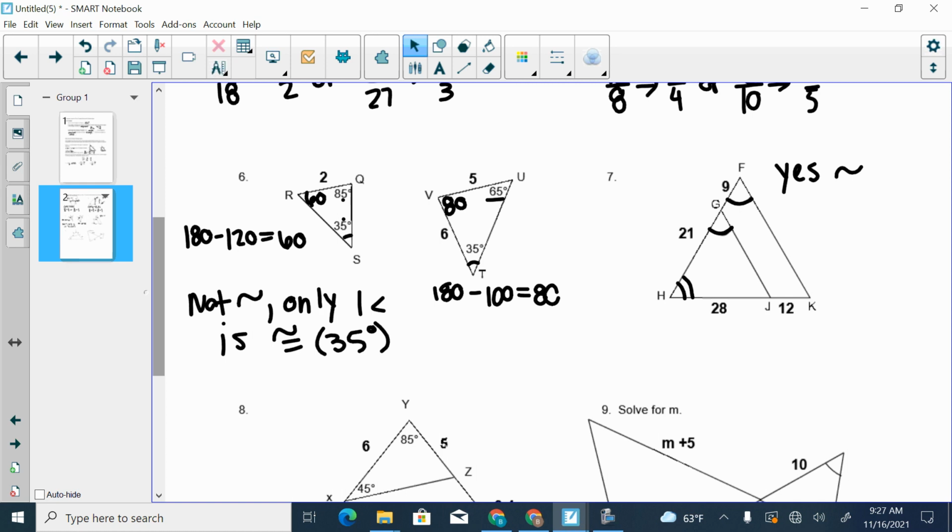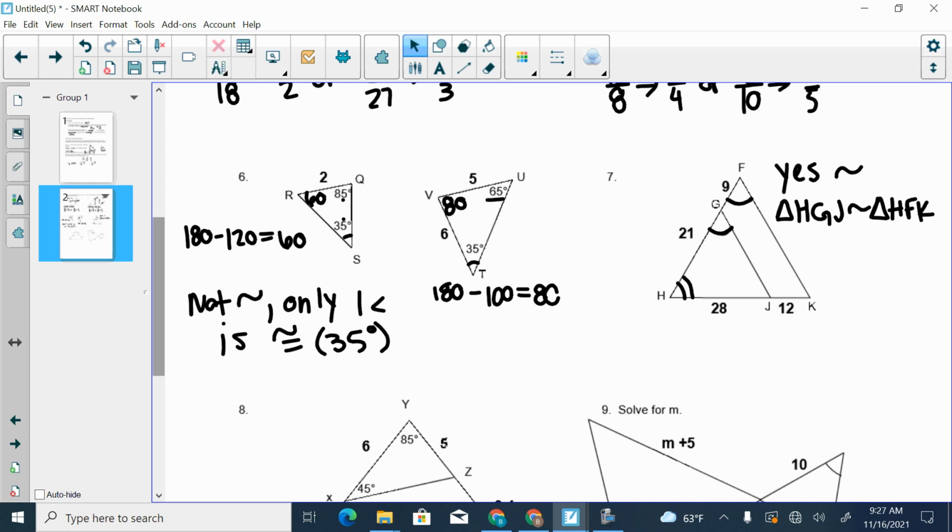So we can go ahead and make the statement about which letters correspond in our similarity statement. So triangle HGJ is similar to triangle HFK. So I just set up corresponding sides.